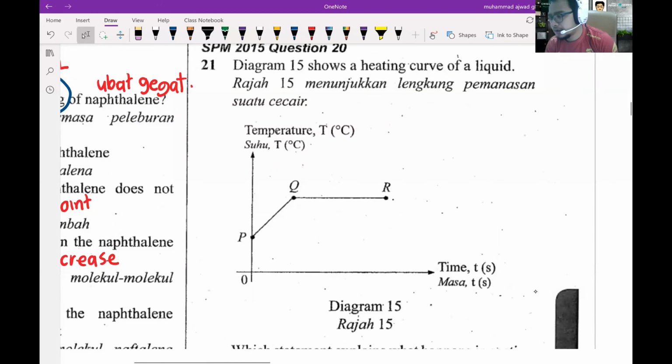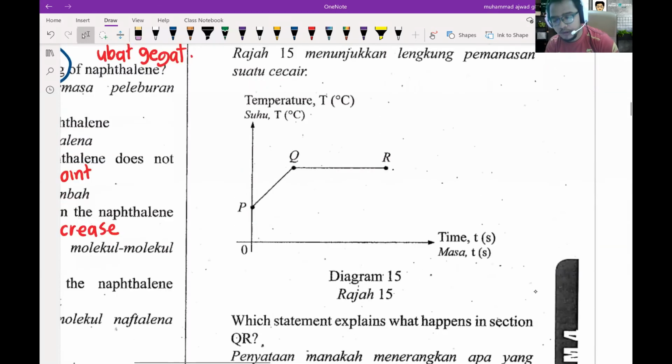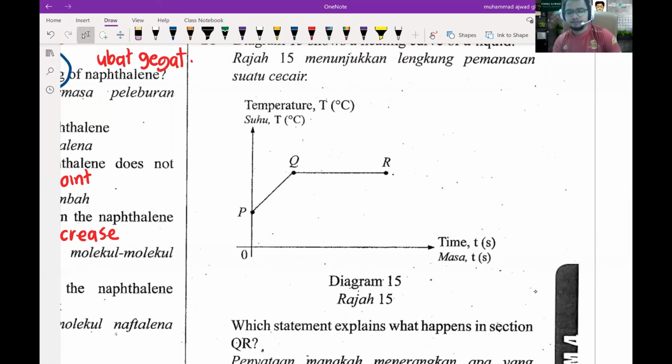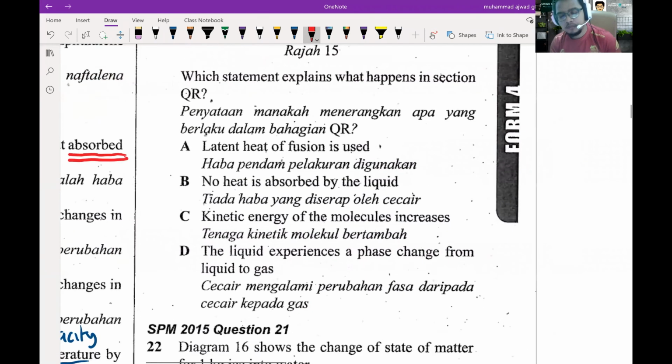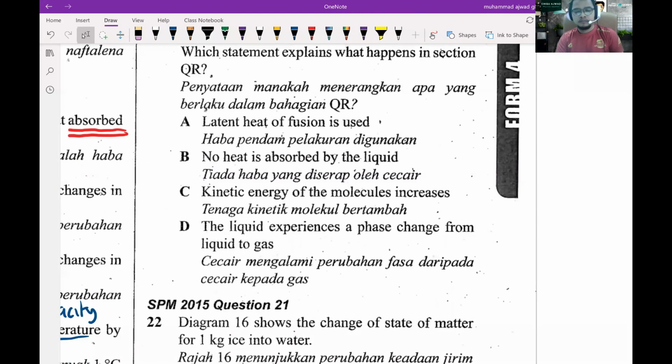So kat sini pun kita baru jumpa satu. Okay, diagram shows a heating curve of a liquid. Which statement explains what happened at QR? Okay, apa jadi dekat QR? Okay, ni QR. So this is the temperature of melting point. Which statement explains what happened in QR? Latent heat of fusion is used. No heat is absorbed, kinetic energy increase. The liquid experiences phase change from liquid to gas. Okay, mana satu? A.